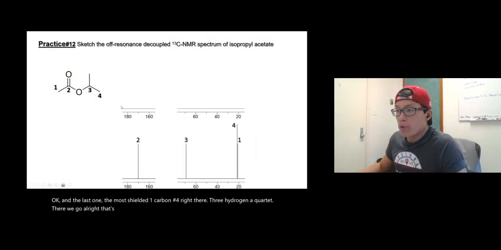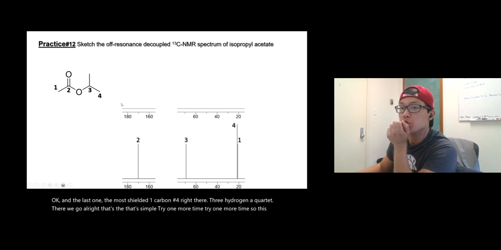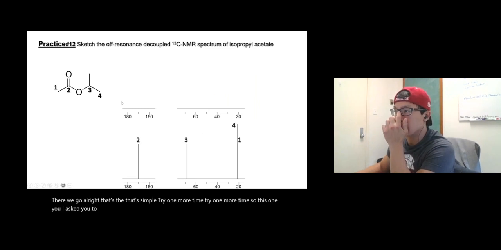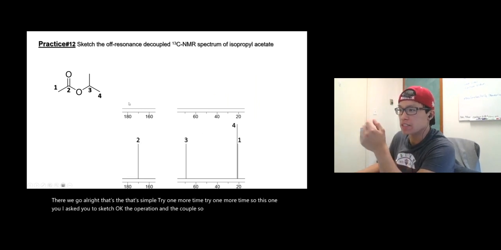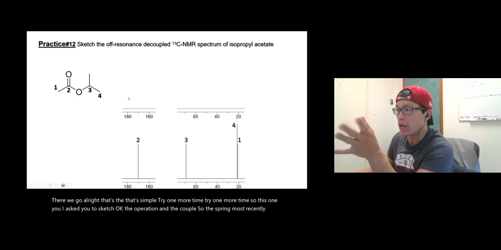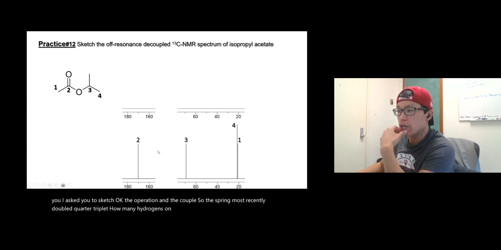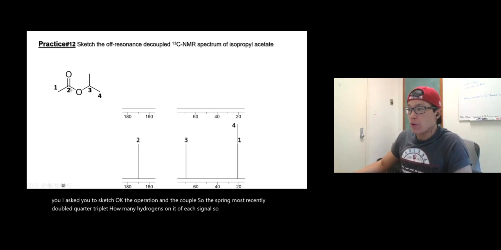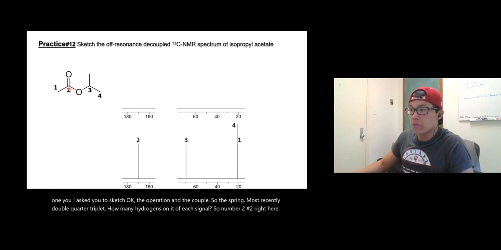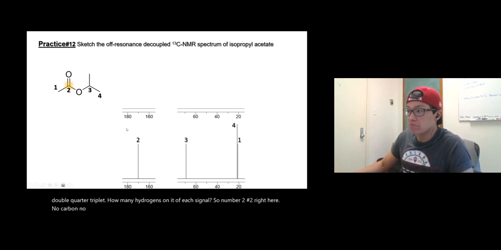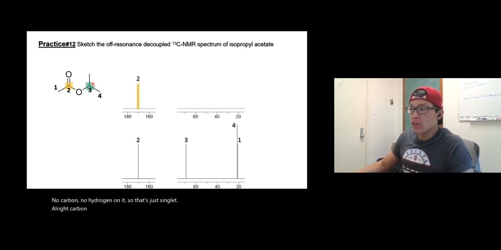Try one more time. This one, I asked you to sketch the off-resonance decoupled spectrum. So the spin multiplicity: doublet, quartet, triplet. How many hydrogens on each signal? Number two right here, no hydrogen on it, so that's just a singlet. Carbon number 3 has 1 hydrogen on it, so that's going to be a doublet.